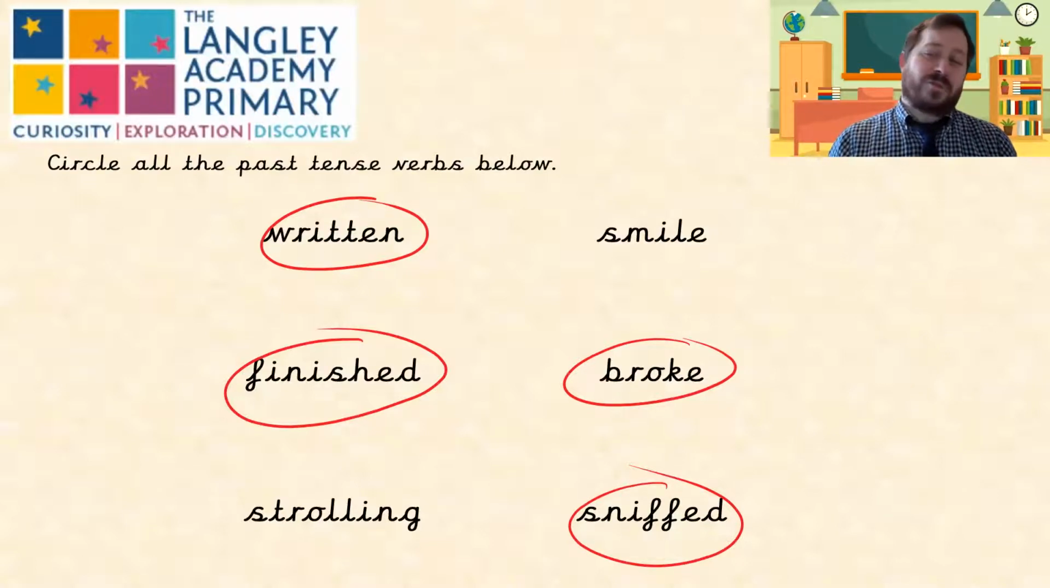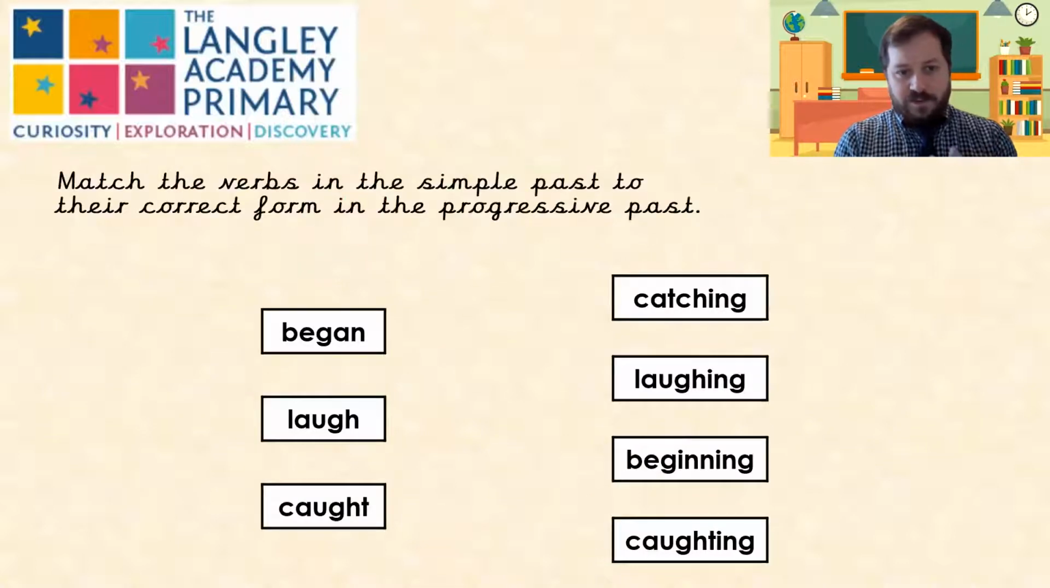So you can see that two of these end in ed, but broke and written are slightly different. And this just draws attention to the fact that these are past tense words, but they have to be changed in a different way. And there's quite a lot that follow this. So it's just worth knowing that. The next thing I want you to do is have a look at these past tense verbs. So begun, laugh, and caught. And then I want you to think about the past progressive. If you are doing that action when something else happened in the past, which one of these would be the correct one for each? Pause now and have a go.